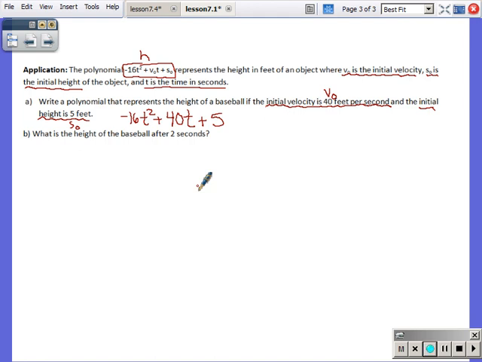For part B, what is the height of the baseball? Height, there's our polynomial that we have after 2 seconds. Well, what does 2 seconds represent? That is a time. So we are going to plug 2 in for t into this polynomial that we found in part A. So I have negative 16 times 2 squared plus 40 times 2 plus 5. I could plug that in on my calculator or do a little mental math here.